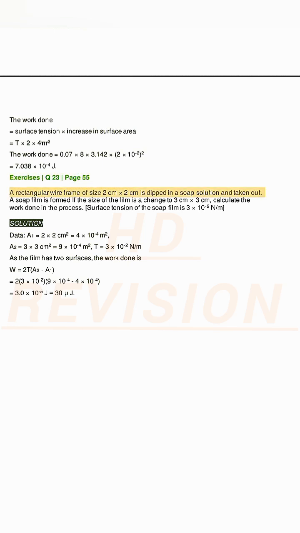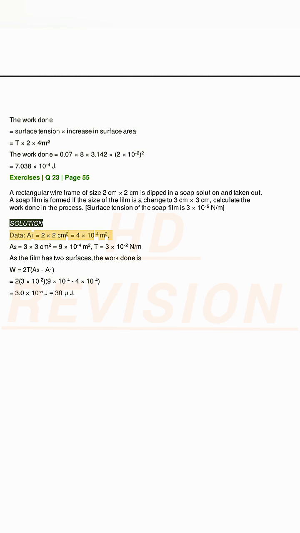Exercises Q23, page 55. A rectangular wire frame of size 2 cm times 2 cm is dipped in a soap solution and taken out. A soap film is formed. If the size of the film is changed to 3 cm times 3 cm, calculate the work done in the process. Surface tension of the soap film is 3 times 10^-2 N per meter.